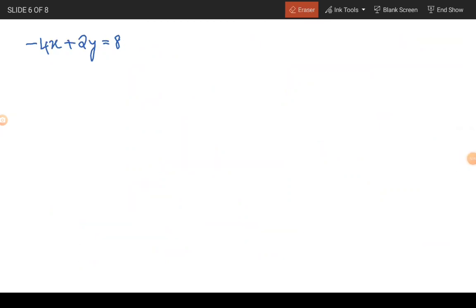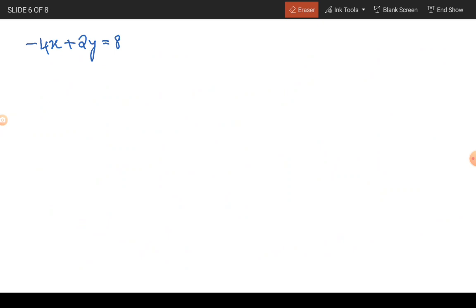Now let's have a quick look at how to plot a specifically given linear function or linear equation. What I have here is minus 4x plus 2y equals 8. So this is a linear equation because the degree of the entire equation is 1 and there are two unknown variables x and y. So if it's a linear equation in two variables, I can definitely plot it on an xy coordinate plane. Now I'm going to show you one of the simplest methods. There are different approaches that you can take.